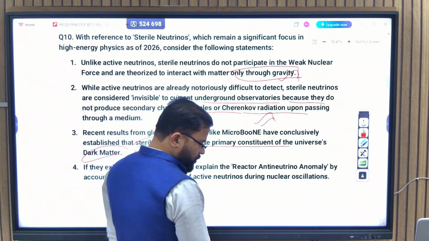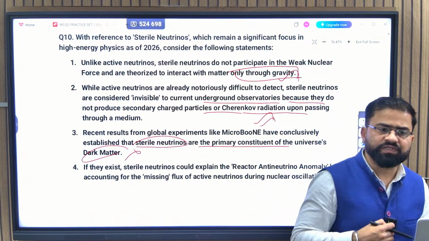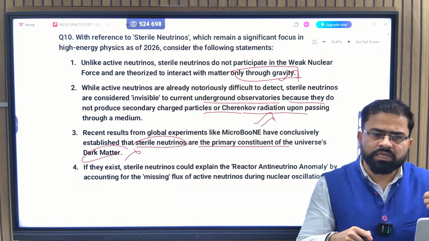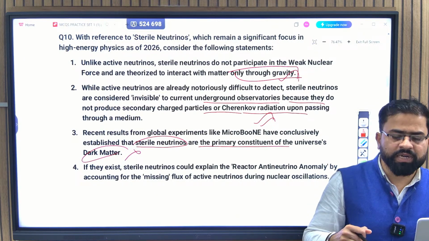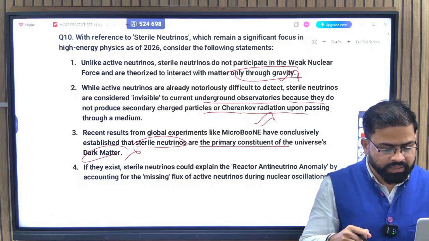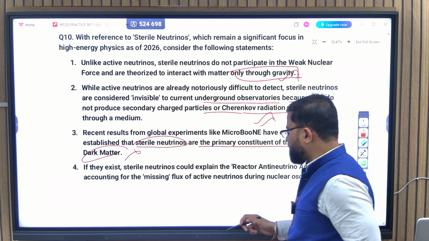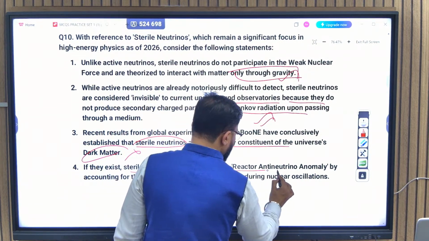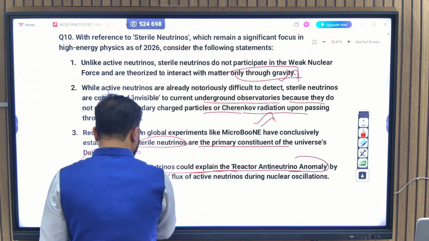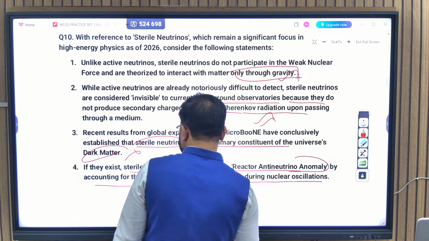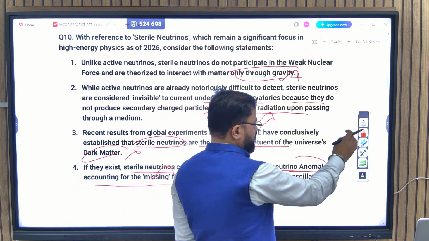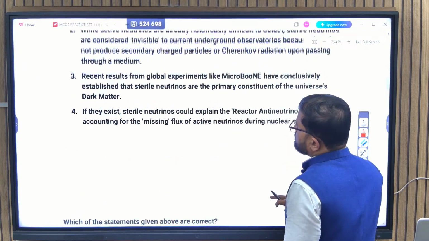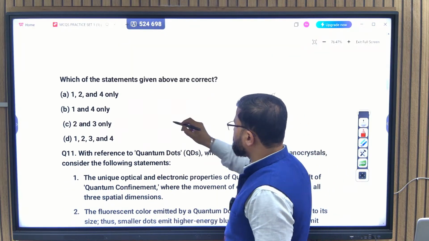No. Why so? Because sterile neutrinos are sterile in nature, it is very difficult to detect. No doubt, I have taken in the classes that these sterile neutrinos seem to be a component of dark matter, but still it is not decided. Okay. If they exist, sterile neutrinos could explain the reactor anti-neutrino anomaly by accounting for the missing flux of the active neutrinos during neutrino oscillation. This statement is also correct. So it will be 1, 2, and 4. 1, 2, and 4.